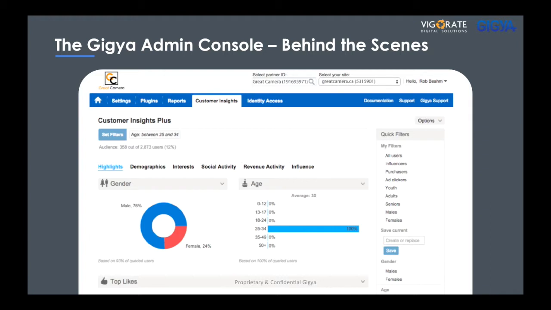Vigorate Digital, as well as the brand, can access the data through Gigya's Customer Insights tab. Here you can determine what kind of data is available, organize how that data is brought in from other MarTech solutions, such as other DMPs or CMS tools, and then get a unified view of all your customers.